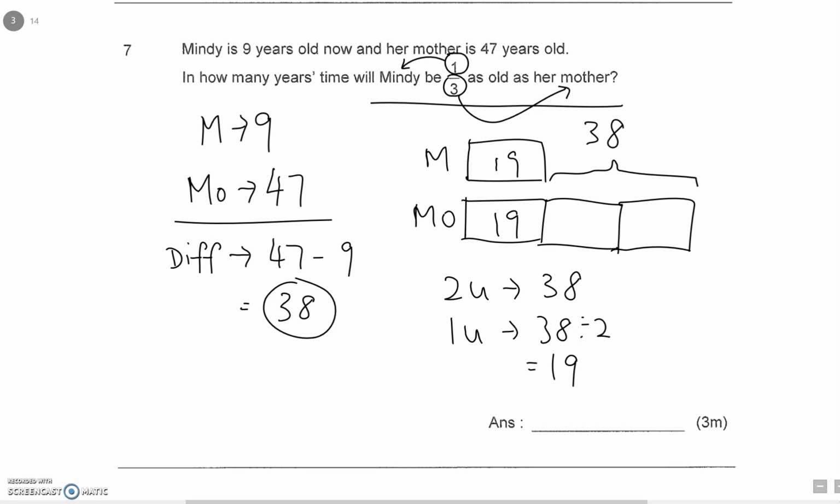19 for each unit. Okay, now in how many years time will Mindy be 1/3? So we are interested in Mindy. Now Mindy right now, you want her to be 1/3, she needs to be 19 years old in order to be 1/3. But the problem is she's only 9 now. So how many more years to go? She will have to reach 19 before she's 1/3. But she's only 9 years old now. So we subtract both numbers, we will get the answer 10.